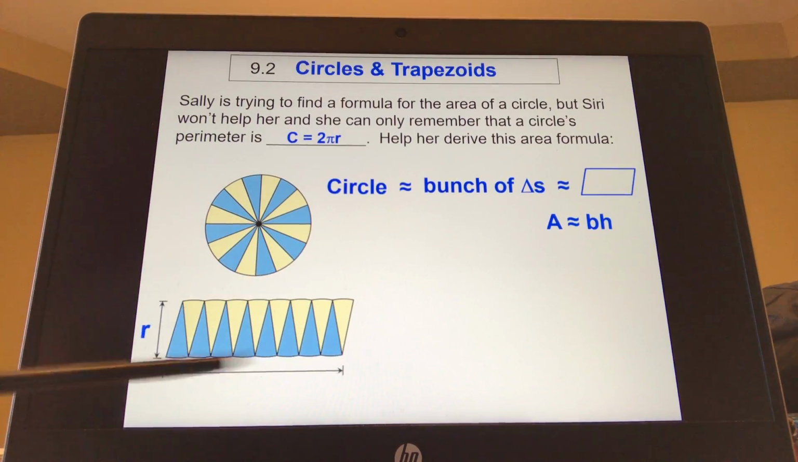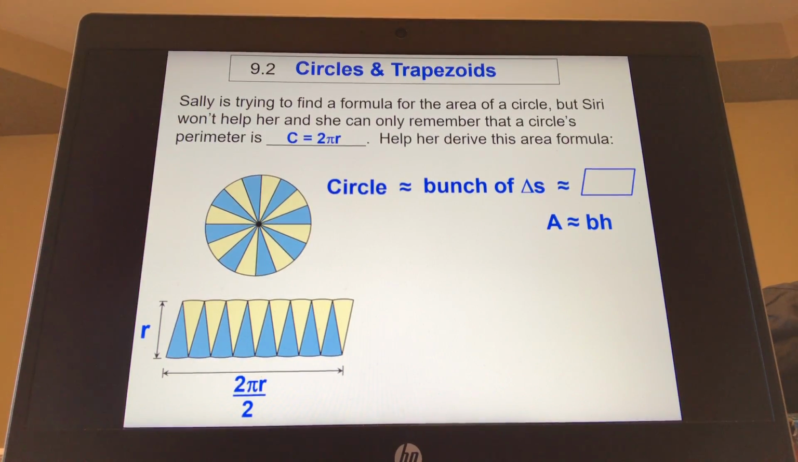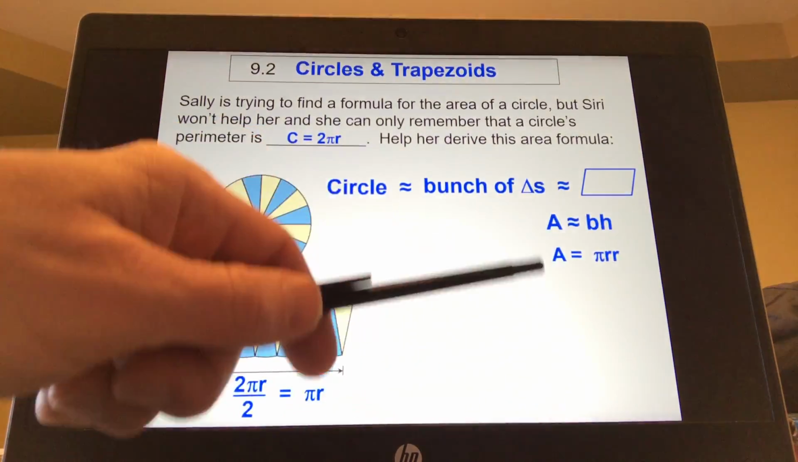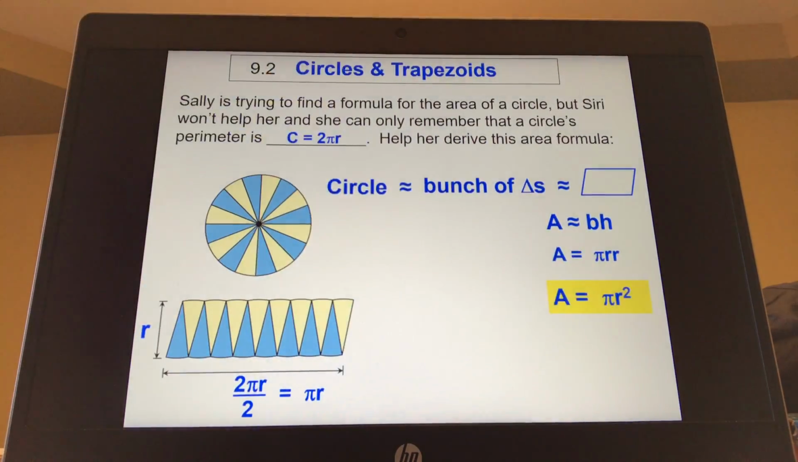Each one, this whole thing together has a base, if I put them all together, of whatever 2 pi r is, the entire circumference, divided by 2. Cancel out the 2's, and you end up with pi r. And all of a sudden, you have a formula. If you multiply this base times this height, you now have the area of a circle. Pi r times r. Simplify this, and you should get pi r squared. Now, you might be sitting there going, whoa, that was stupid. What? I already knew the area of a circle is pi r squared.